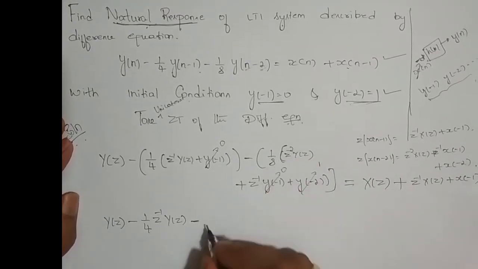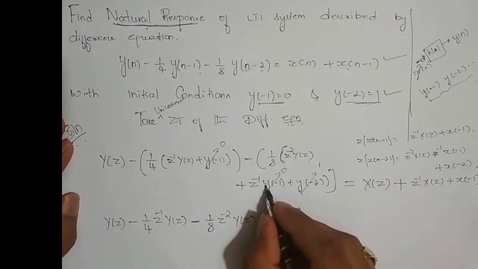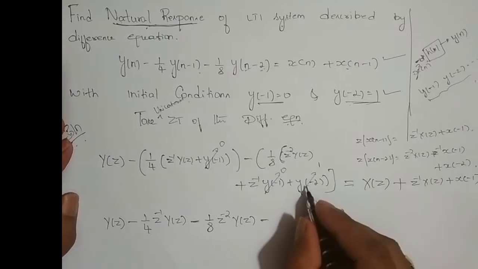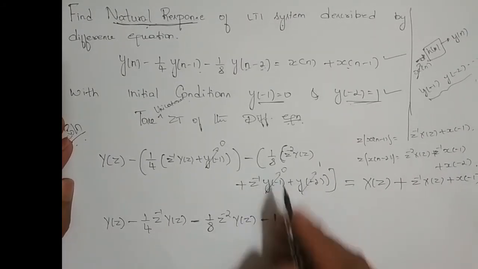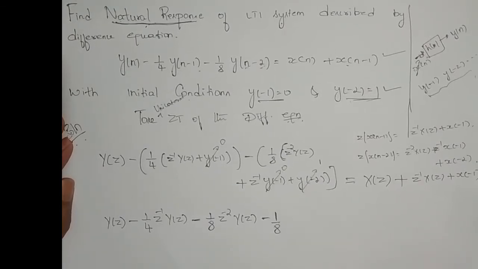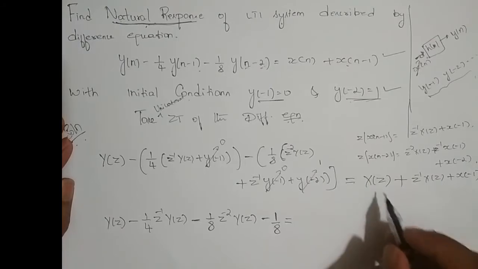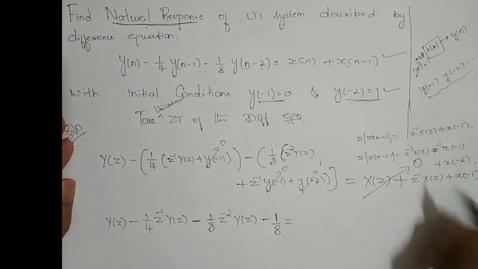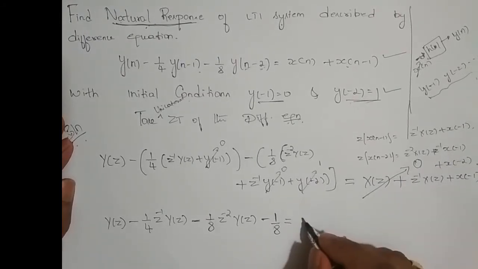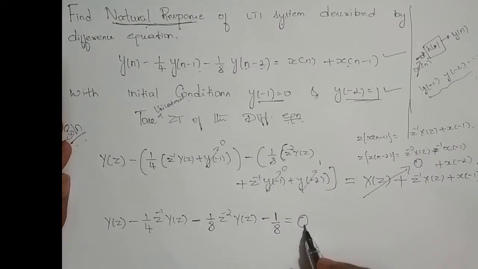minus, so what do we have? 1 by 8 into z power -2 y of z. This is 0, and I have minus 1 into 1 by 8, which is minus 1 by 8. This is equal to, basically here itself I could have made it 0, but anyhow I'll make it 0 here. And why did I make it 0?